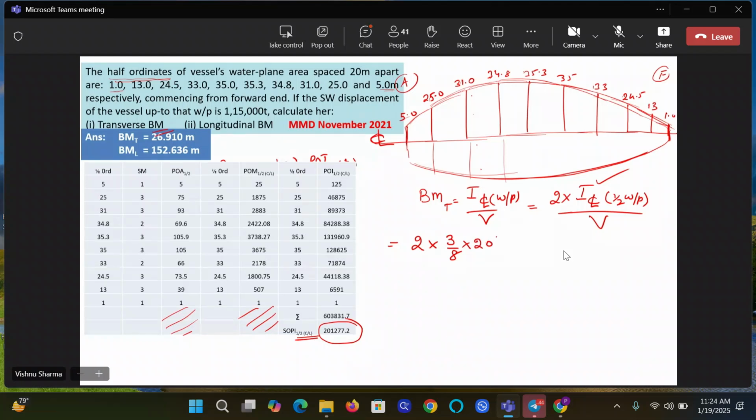SOP inertia is 201,277.2 divided by volume of displacement, 1,15,000 divided by density of sea water. And after this, you just have to use your calculator effectively and get the answer. You would be getting 26.910 meters as BMT. Is that correct, Vita?